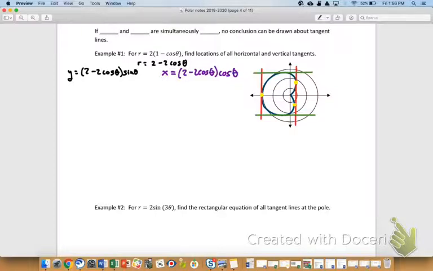So if we're going to be setting dy/dθ equal to 0, like we said a minute ago, or dx/dθ equal to 0, we're going to be working on derivatives of both of these. I'll let you guys work through those. I'll just be quietly working up here. We can compare notes in a moment and see what we come up with.